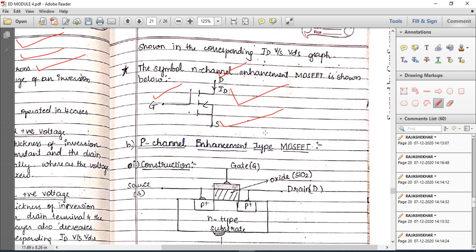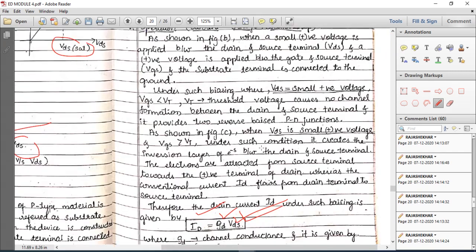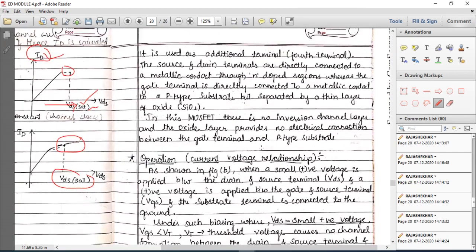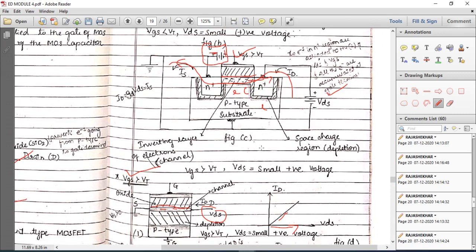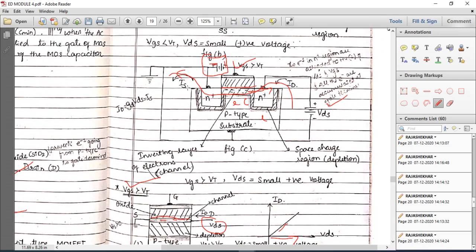So now I hope it is clear for everyone, and I hope you understood this one. It's a very simple one. It just depends on the applied voltage, the applied gate voltage between drain to source and between gate to source.